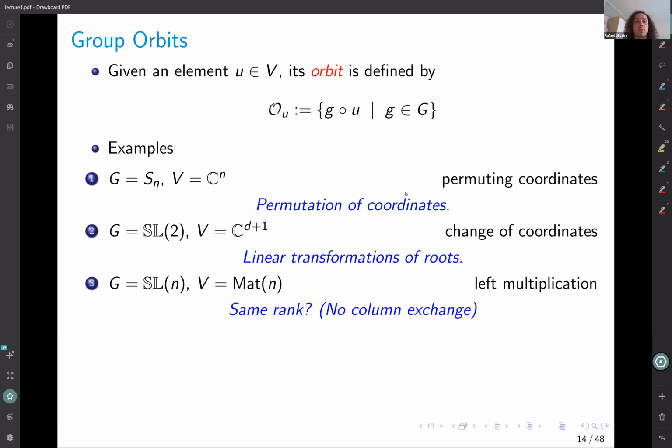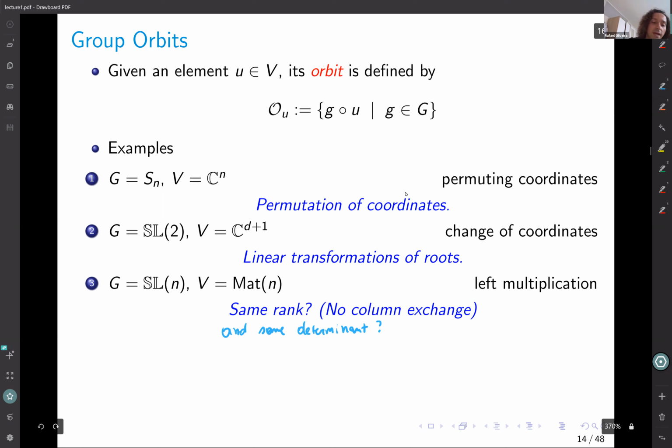But here the orbits are a little bit complicated, because one would be tempted to think that the orbits just take the matrices of the same rank to the matrix of same rank, right? So same rank and same determinant. But here it is actually not true, because we have no column exchange, right?